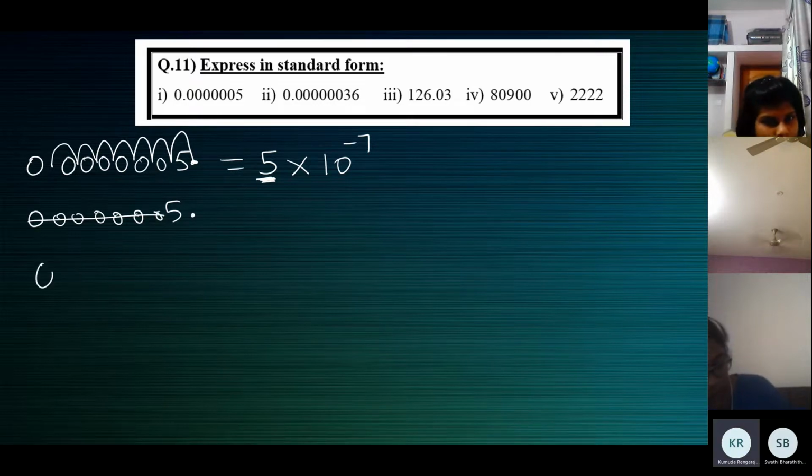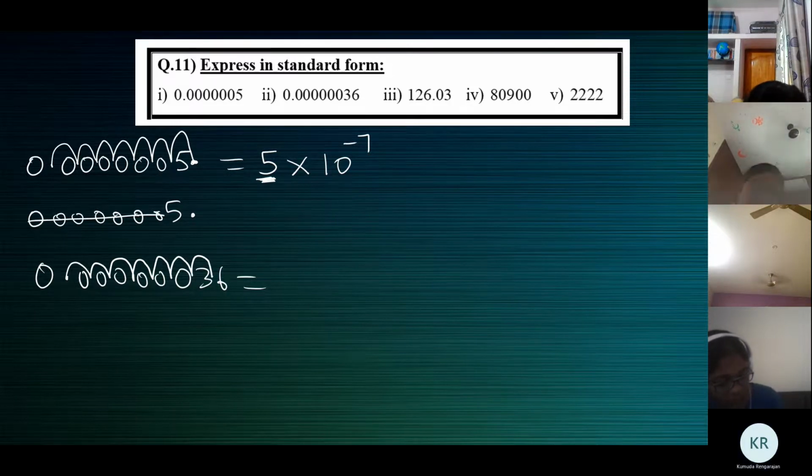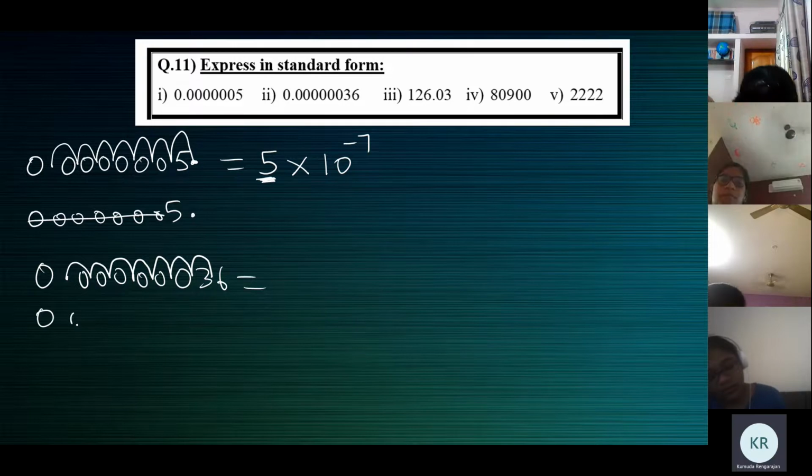Let's see the next one. 0 point. How many zeros? 1, 2, 3, 1, 2, 3, 3, 6. Okay. Now, the first thing is to find the value of k. So let's move the decimal point. 1, 2, 3, 4, 5, 6, 7. Then the number becomes 0, 0, 0, 0, 0, 0, 0, 3.6. I hope I've written the number of zeros correctly. 1, 2, 3, 4, 5, 6, 7.